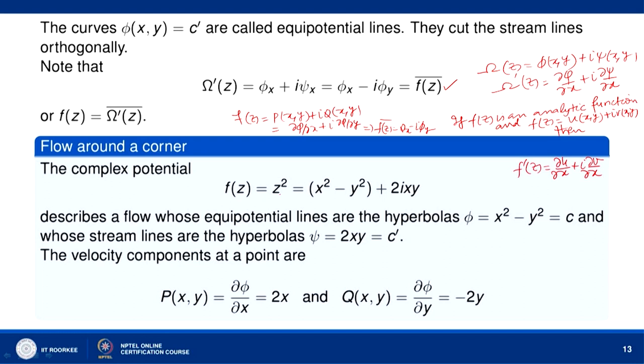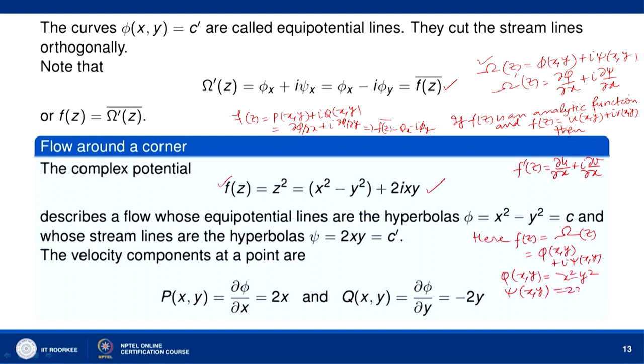Let us consider the complex potential f z equal to z square. When we put z equal to x plus i y, z square gives x square minus y square plus 2 i x y. This describes a flow whose equipotential lines are given by phi x y equal to constant. Let us compare this with omega z. This f z is the complex potential function omega z, the same as this omega z. And omega z is phi x y plus i psi x y, and so phi x y equal to x square minus y square, and psi x y equal to 2 x y.